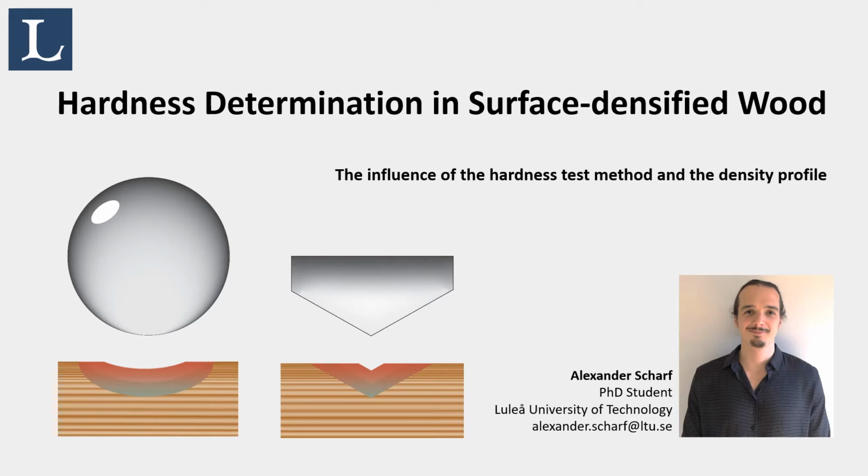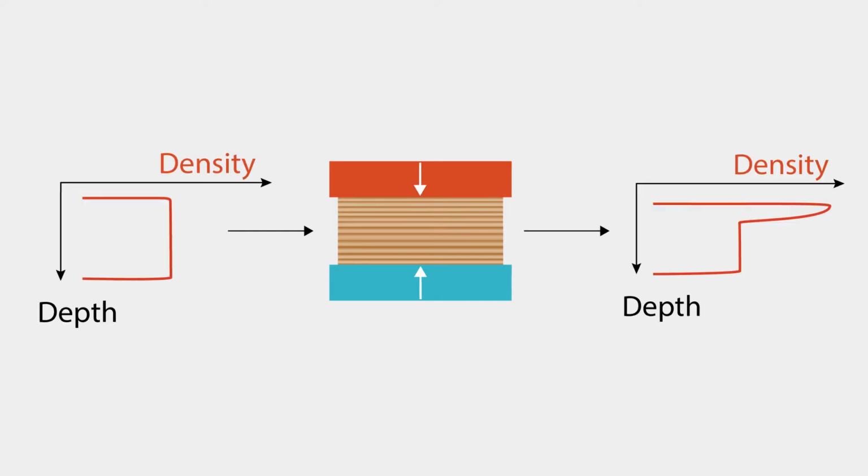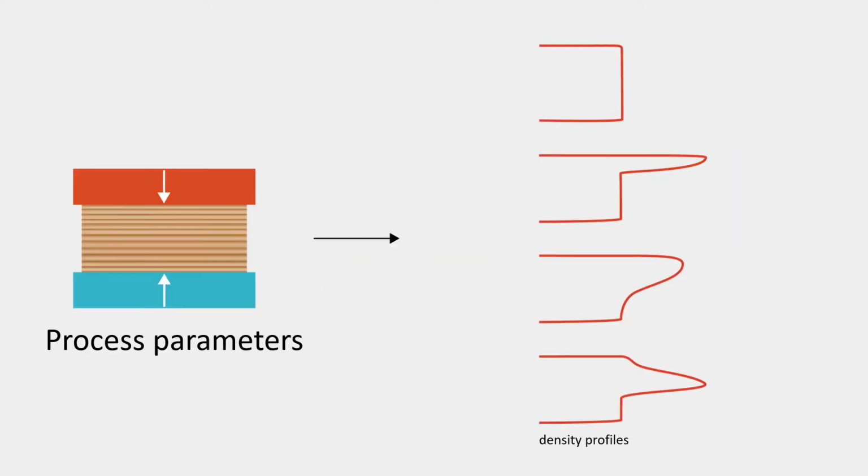My work focuses on wood densification, and today I would like to present you my research on hardness determination in surface-densified wood. In wood densification, solid wood is densified under certain temperature, moisture, and pressure conditions, resulting in densified wood. In surface densification, only one of the two pressure plates of the hot press is heated, resulting in a density peak on one side of the sample.